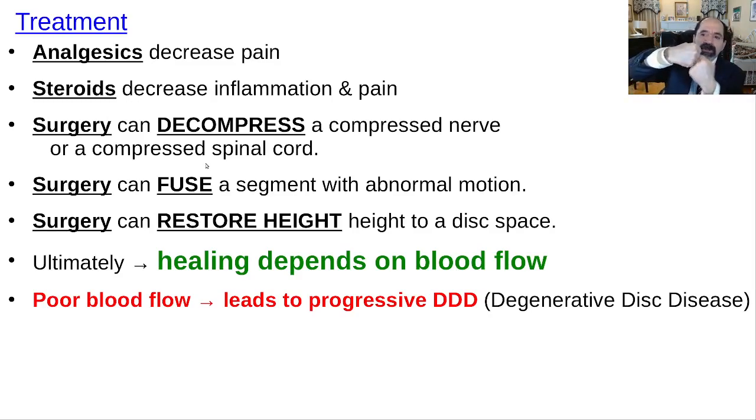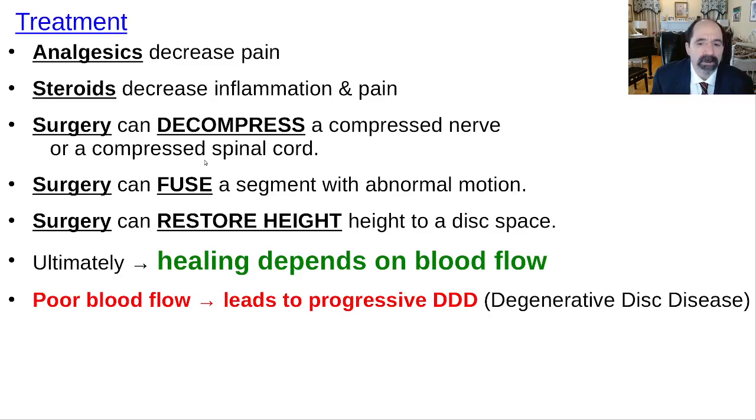If there's abnormal motion of the vertebral bodies relative to each other, surgery can put a posterior pedicle screw in there and fuse it. They can also fuse a segment through the vertebral body, put something in the disc space, and that's called an interbody fusion, for example. Not uncommonly in the cervical spine, you see your ACDF, anterior cervical discectomy and fusion. And they can restore height to the disc space. That'll increase the height of the foramen, and that sometimes can be helpful.